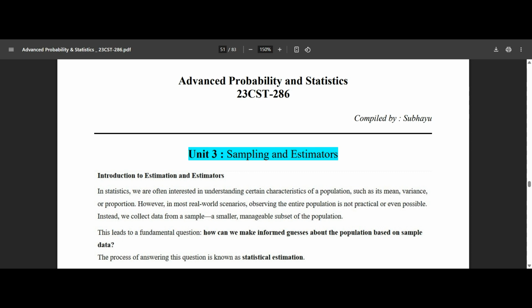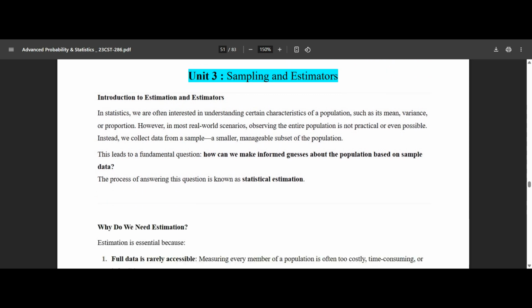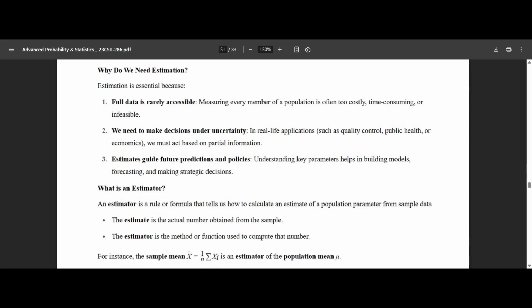And instead of taking the mean, standard deviation and variance of the whole class's marks, you simply take the mean, standard deviation, variance, etc. of the smaller sample. That is, you make a sample of five people and then submit the average saying, yes, this is the average. So in situations where you cannot make informed guesses about the whole population, instead you make them using sample data, that is known as statistical estimation. So the whole unit 3 is based on this topic only.